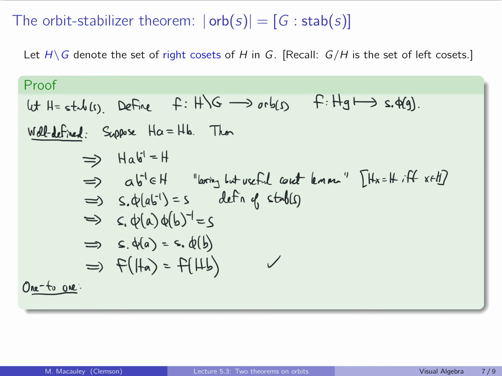So indeed, if the outputs are the same, if F of HA equals F of HB, that means that S dot phi A equals S dot phi B. That's what this means. So that means I can reverse this, I can make this arrow double-sided. And then if we have this, we can move the phi of B over to get this. And that just means that I can move the B inverse inside here and get this. And now that's what it means for A B inverse to be in the stabilizer.